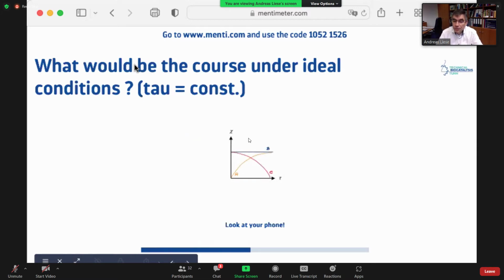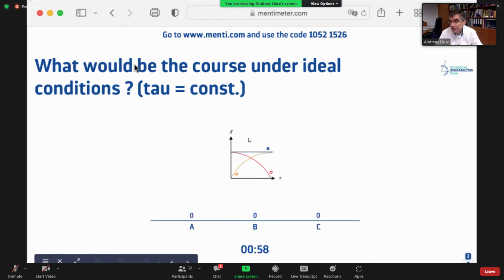What would be the course under ideal conditions if we now plot conversion as a function of the residence time? Once again, you can choose between A, B, and C.